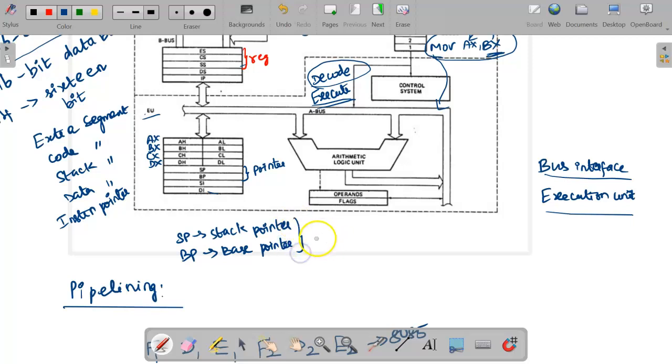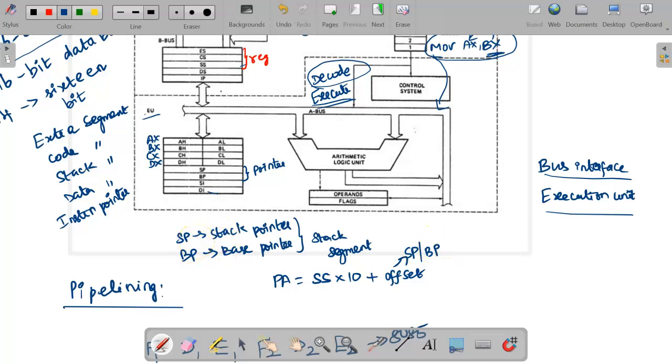These two pointers are used along with the stack segment. So whenever we are doing stack related operations, we require the physical address of the stack segment. During the physical address calculation, we require the SS register, stack segment register, into 10 plus the offset. This offset is given by the SP or BP register, as I said before. So the physical address of the stack segment is obtained by the stack segment register into 10 plus the offset address. This offset address is given by these two registers.